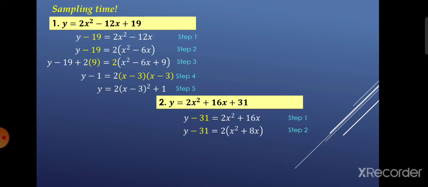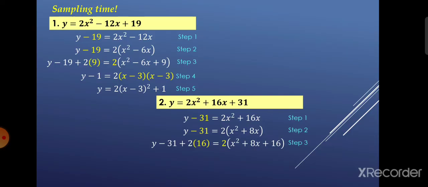2 times x squared is 2x squared. The common factor of 2 and 16 is also 2. So the 2 goes outside the parentheses. 2 times x squared is 2x squared. 2 times 8x is 16x.